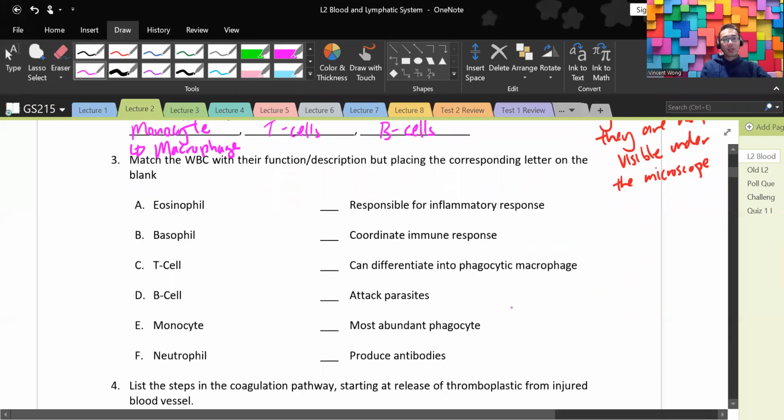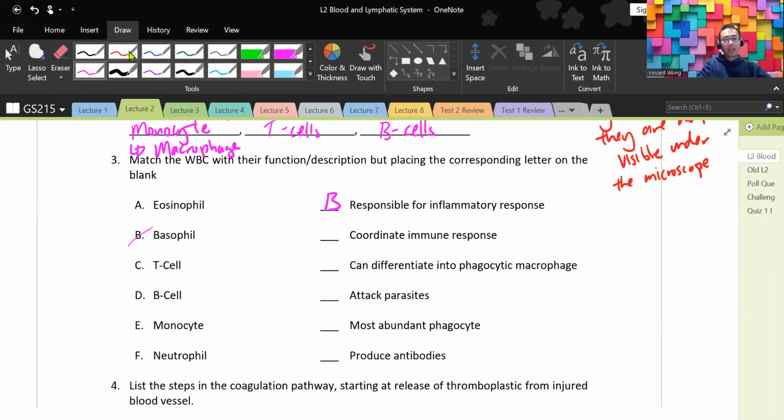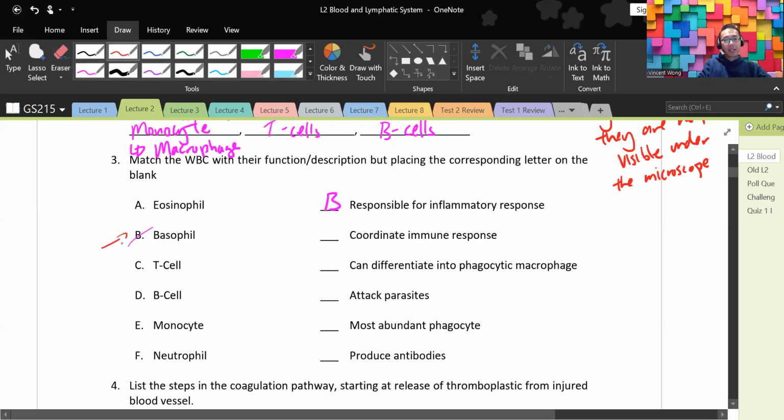Okay, let's match the cells with the function. Responsible for inflammatory response, and that would be the basophil. Now I just want to mention that basophil has a relative that you will see later on. I want to mention it now so it won't be a surprise when you see it. This is related to something called mast cell. Both mast cells and basophils play a role in inflammation.